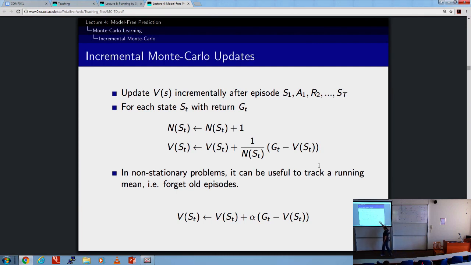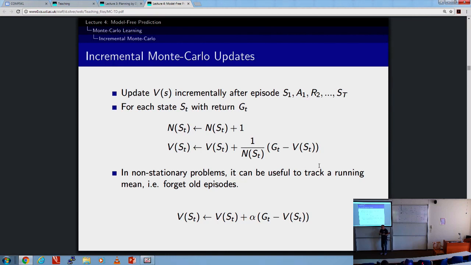But this equation is actually interesting because it looks like a weight update from our neural networks. This looks like the learning rate. And this whole update tries to get V(s) closer to G_t. It pushes it in the direction of G_t. So G_t minus V(s) is almost like my gradient.